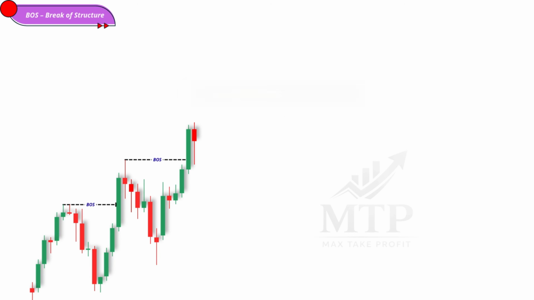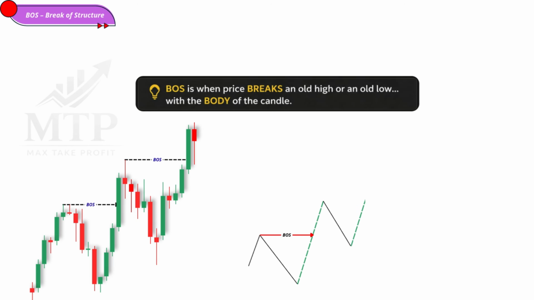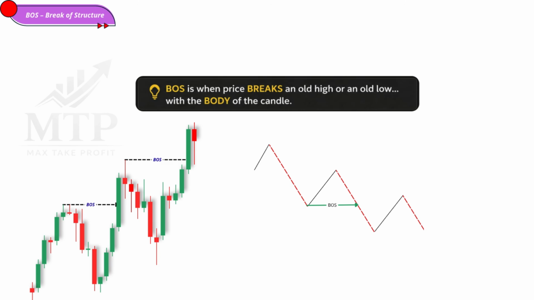Simple definition. A BOS is when price breaks an old high or an old low with the body of the candle. Not with a wick, with the body. And a BOS indicates one thing, the trend continues. If we are in an uptrend, a valid BOS is when price breaks the old high with its body. The uptrend continues. If we are in a downtrend, a valid BOS is when price breaks the old low with its body. The downtrend continues. Simple, but there are traps.